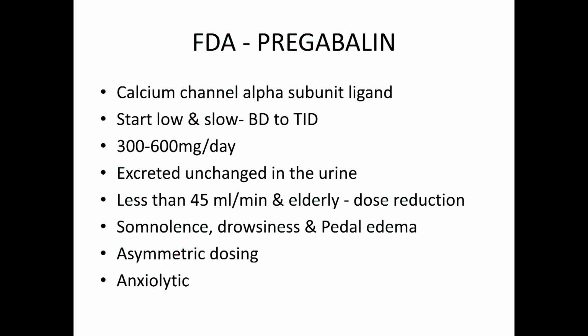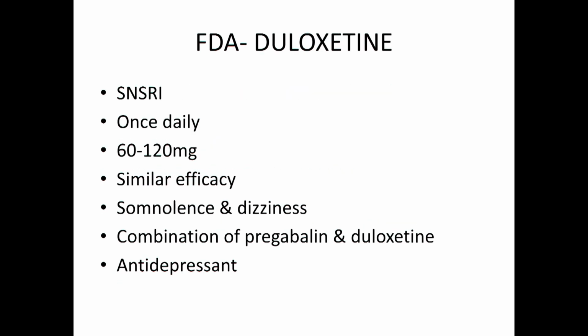The practical thing we can do is, most of the symptoms occur only in the evening or night time. We can do asymmetric dosing. So we can give 75 milligram in the morning and 150 milligram at evening time. So this asymmetric dosing can be done. And of course, it does have some anxiolytic actions which can benefit patients who are anxious.